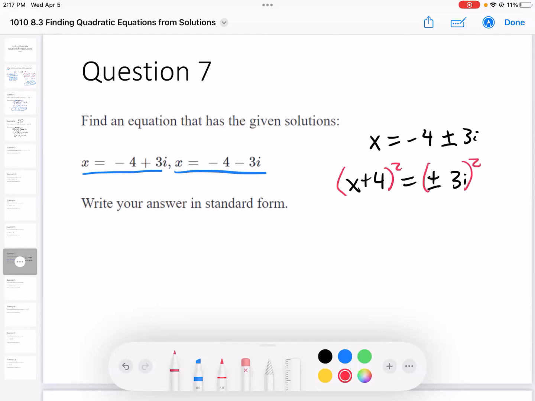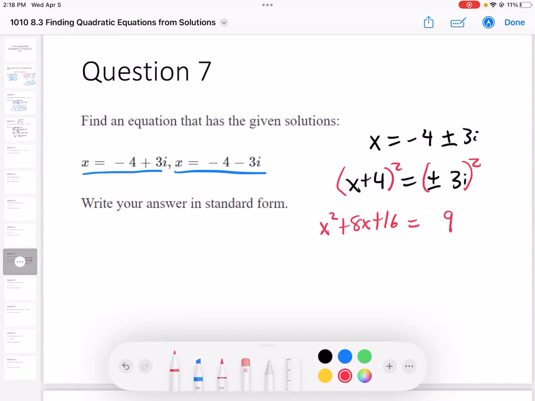And when you do x plus 4 squared, you get x squared plus 8x plus 16. This is from FOILing it out. I kind of just did that in my head. Do you guys want me to write that out? So this 8x came from when you do x times 4 and 4 times x and combine the like terms. And then when I square this, well, a positive or a negative, if you square it, it will equal a positive. So plus or minus, when you square that, will become a positive. 3 squared is 9, and i squared is what?